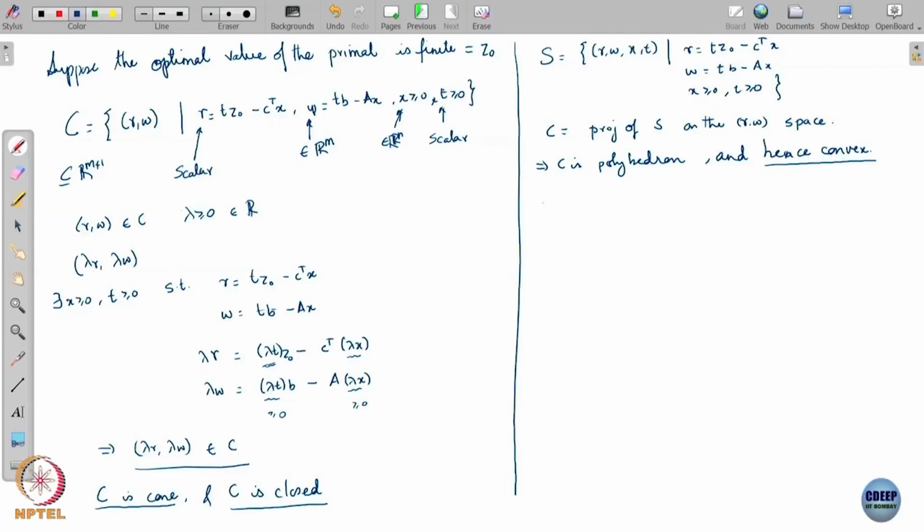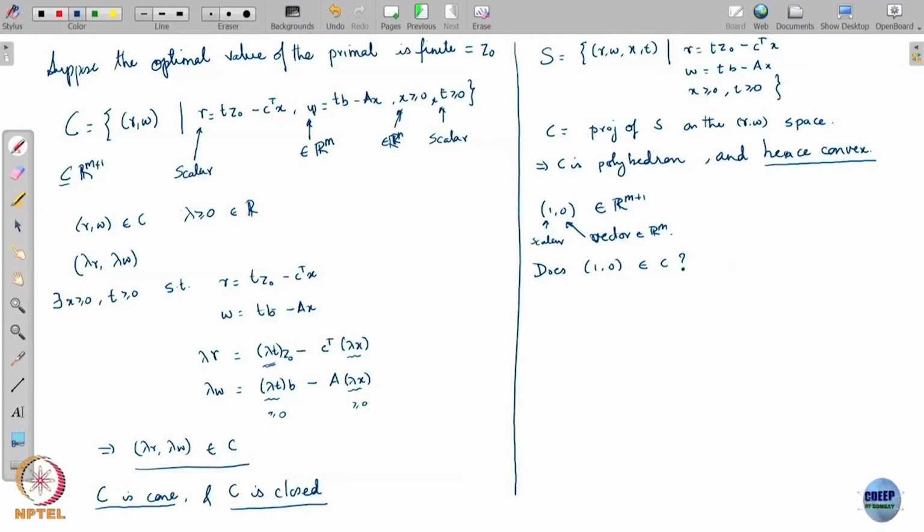Let us say a point like this, say a point (1, 0). What I mean by that is, 1 here is a scalar, and 0 is the vector. So, this is a point in R^(m+1), and this vector is a 0 vector in R^m. Now, the question is, does (1, 0) lie in C?